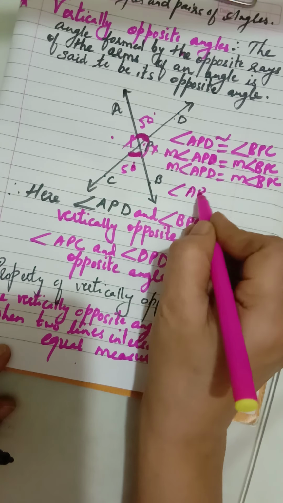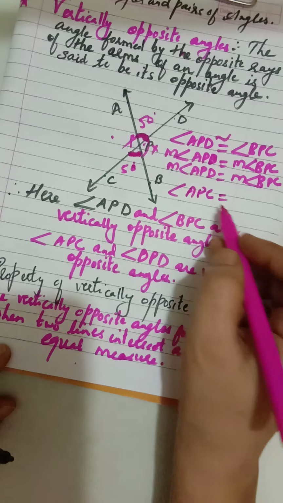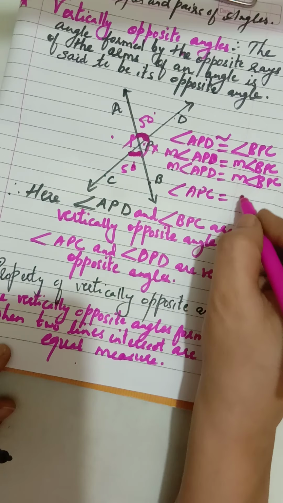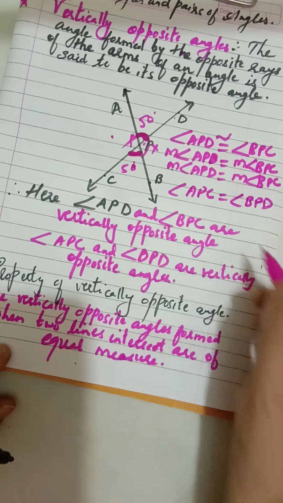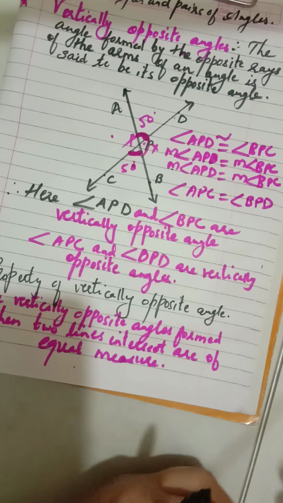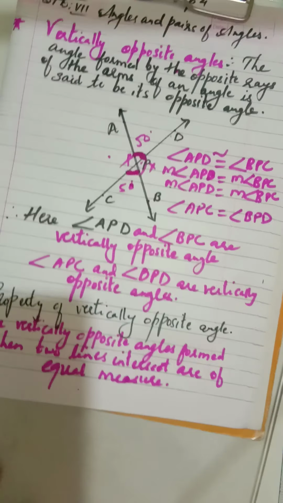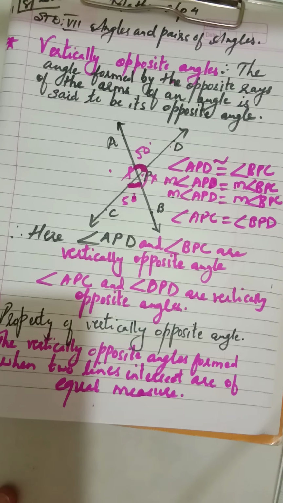Angle APC will be equal to angle BPD, that is angle BPD. Now one more figure we will take, so that this concept becomes more clear to you. Let me take one more example. You can copy this down.